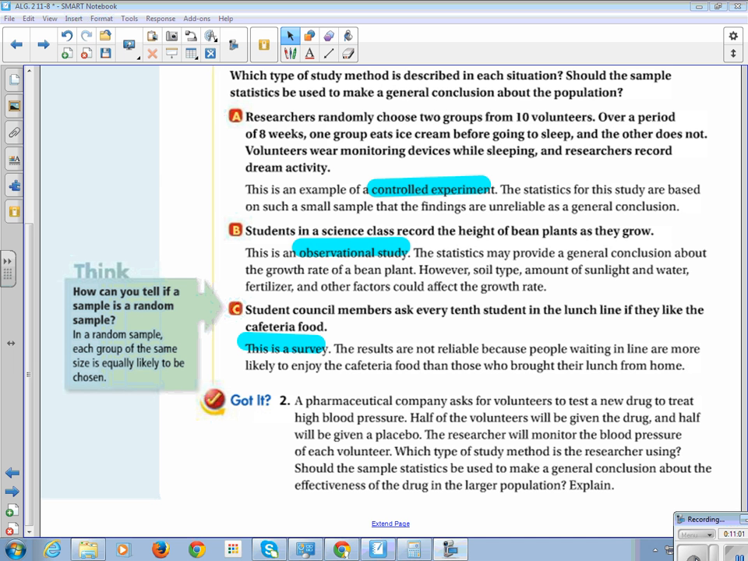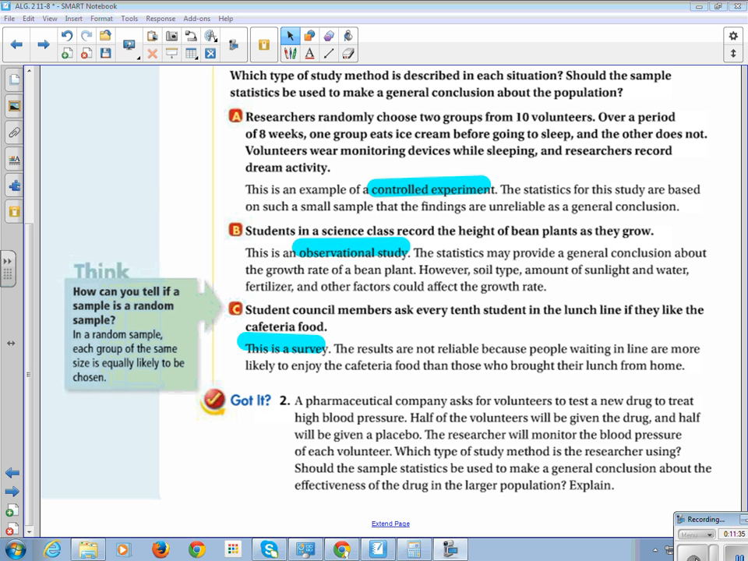All right, so a pharmaceutical company asks for volunteers to test a new drug to treat high blood pressure. Half the volunteers will be given the drug, half will be given a placebo. What does that mean for this testing group? It's a control sample. The researcher will monitor the blood pressure of each volunteer. Which type of study method is the researcher using? Should sample statistics be used to make a general conclusion about the effectiveness of the larger population? Explain.